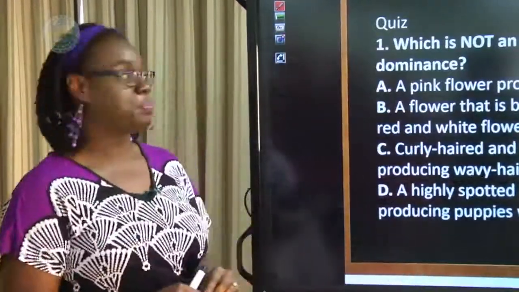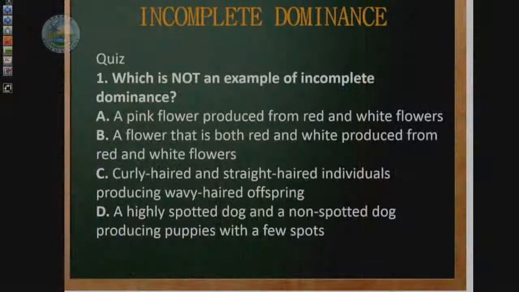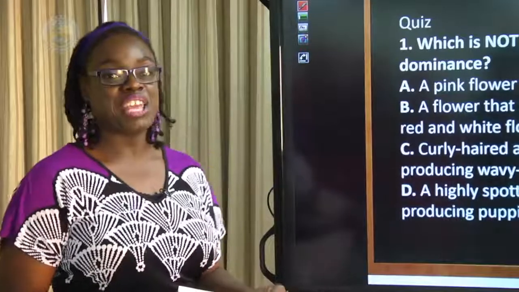So quick quiz. Which is not an example of incomplete dominance? A, a pink flower produced from red and white flowers. B, a flower that is both red and white produced from a red and white flower. C, curly-haired and straight-haired individuals producing a wavy-haired offspring. Or D, a highly spotted dog and a non-spotted dog producing puppies with a few spots. I give you 2 seconds.